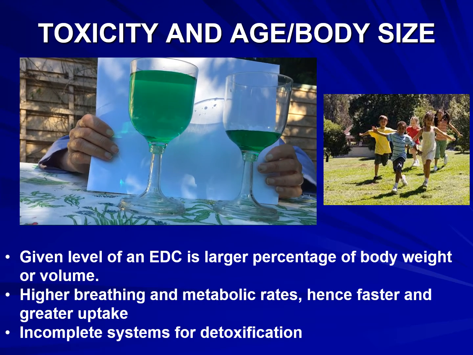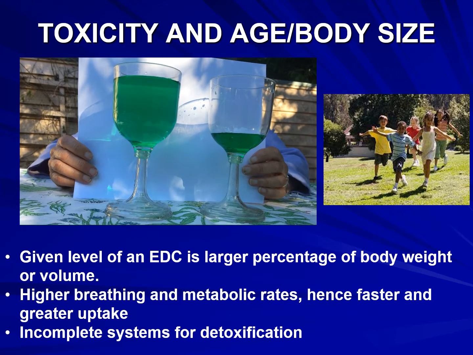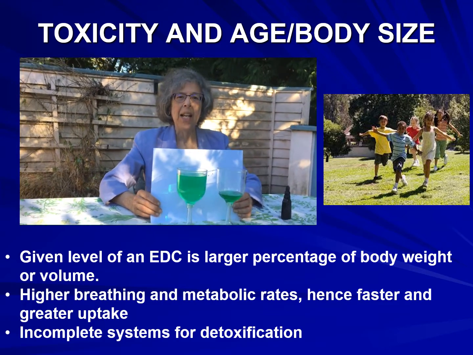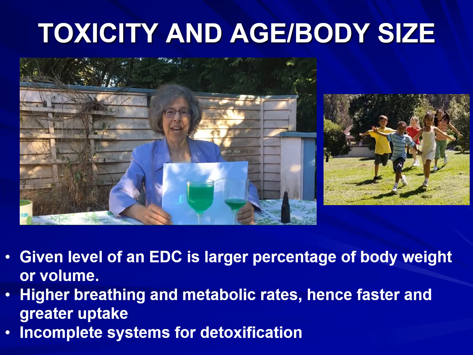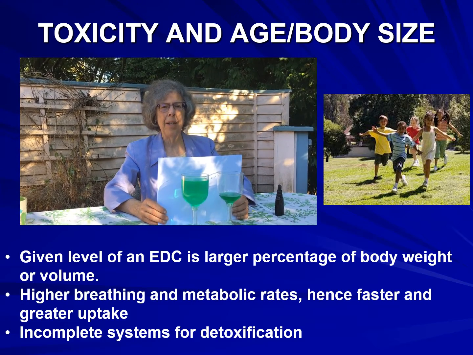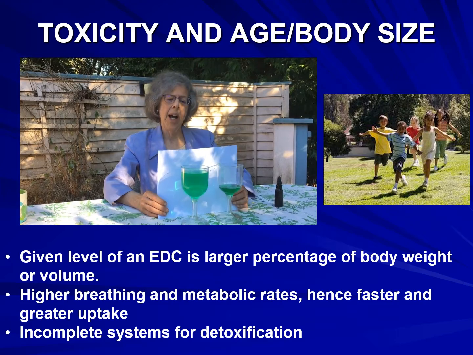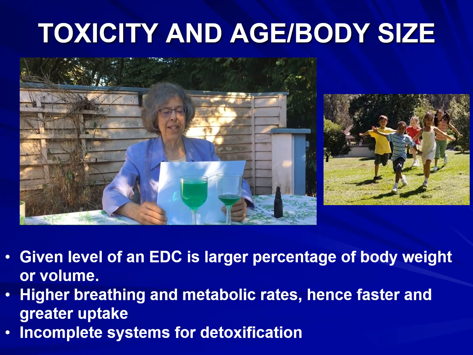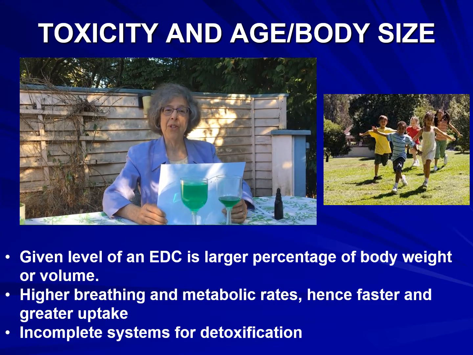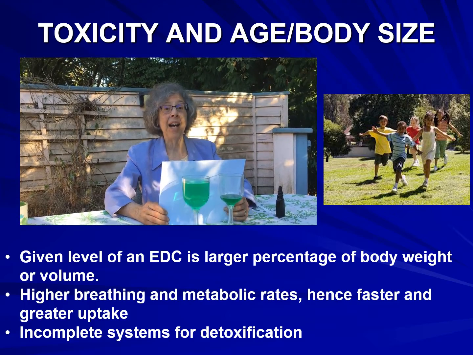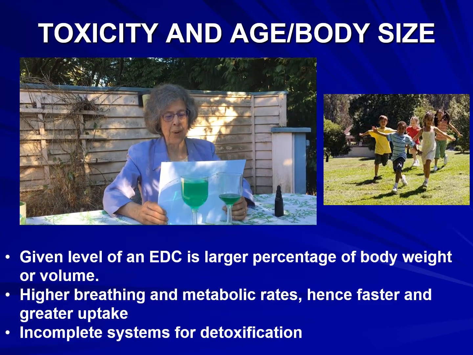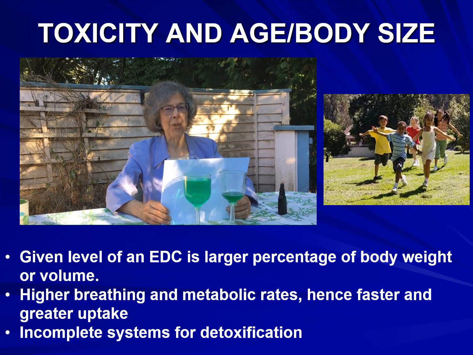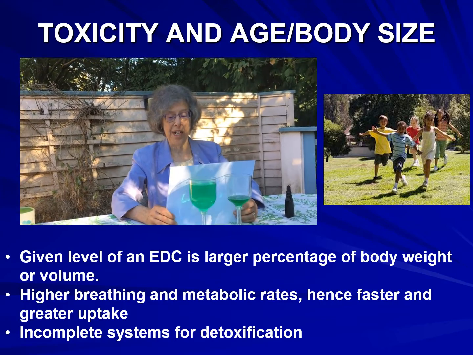Let me illustrate with a numerical example. A 70 kilogram adult is exposed to 70 milligrams of an EDC. The dose of the EDC in the body of that adult will be 1 milligram per kilogram body weight. A 14 kilogram toddler is exposed to 70 milligrams of the EDC. The dose in the body of the toddler will be 5 milligrams per kilogram body weight. The toddler weighs 1/5 as much as the adult. Its actual dose will be 5 times greater.